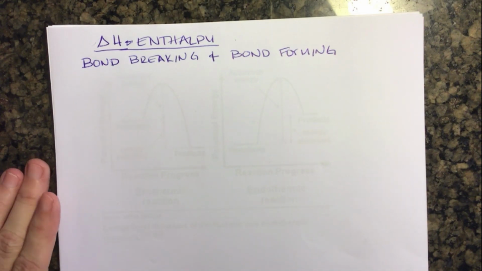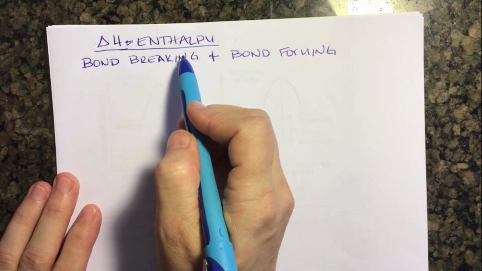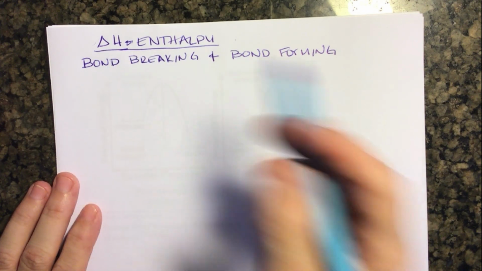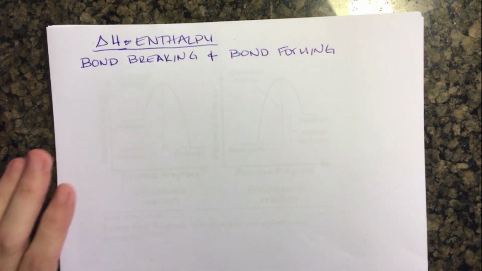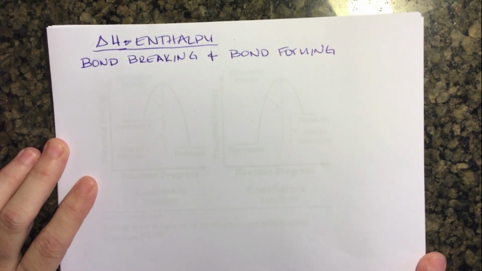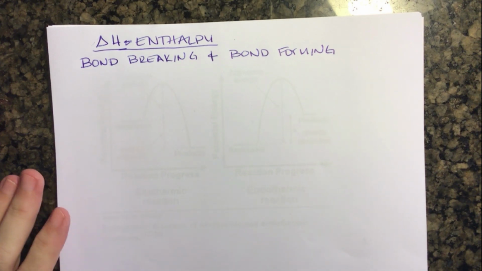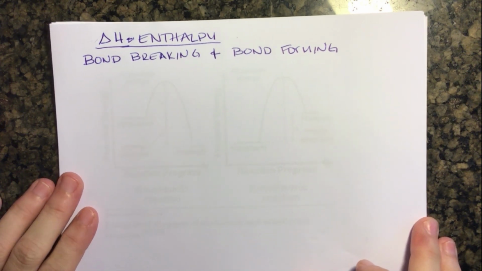Hello everyone. So in this module, I'm going to go over enthalpy in a little bit more detail and the change of enthalpy. And I want to discuss bond breaking and bond forming. After this module, we will go ahead and continue to move to the coffee cup calorimeter.